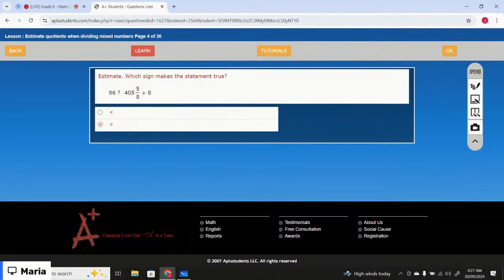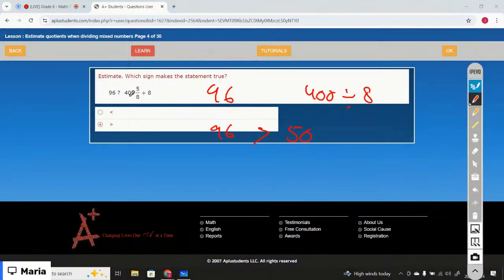Basically, you have to estimate those numbers that can be easily divided, right? Here you have 405 whole 5 by 8, right? You can divide 400 by 8 easily because 8 times 5 is 40. So I estimated this 405 whole 5 by 8 to 400 and then divided by 8. When you divide this number by 8, you have 50. And 96 is greater than 50.